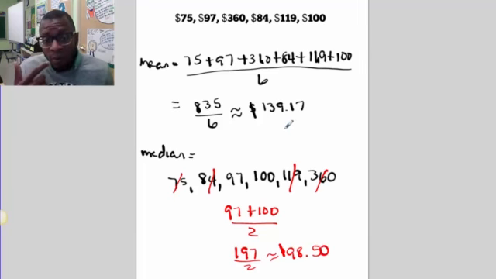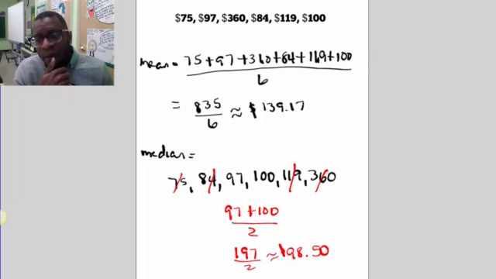And so when we're looking at this set of data, we see that our mean and our median are far apart. One we get 139.17, and the other we get $98.50. And so you can see that because in our data points, the values are spread far across. They're not really close together as they were in our last example.